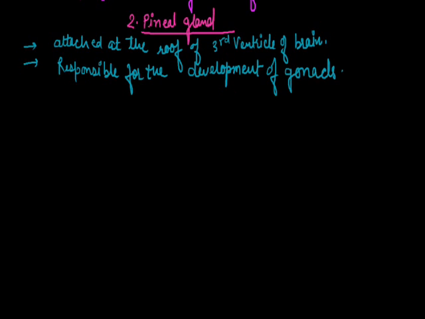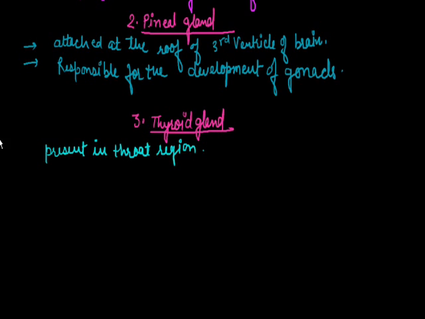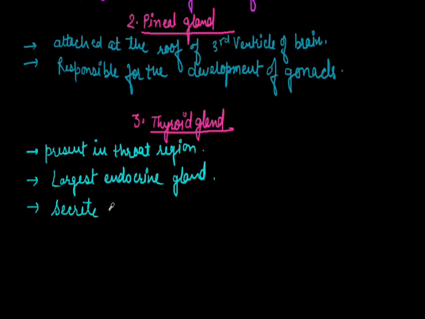Now I'm coming to the third gland, the thyroid gland. This gland is present in the throat region, on either side of the trachea. It is the largest endocrine gland. It secretes thyroxine under the influence of TSH.